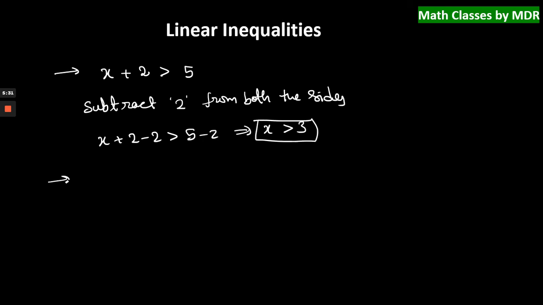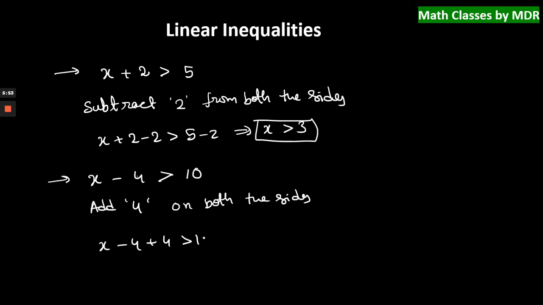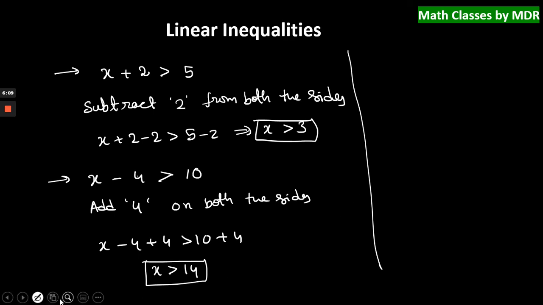Similarly, suppose you have x minus 4 greater than 10, then we can add 4 on both the sides. That is x minus 4 plus 4 greater than 10 plus 4. In other words, taking this 4 to the right hand side, the minus becomes plus. So x is greater than 14. This is the solution of this inequality.